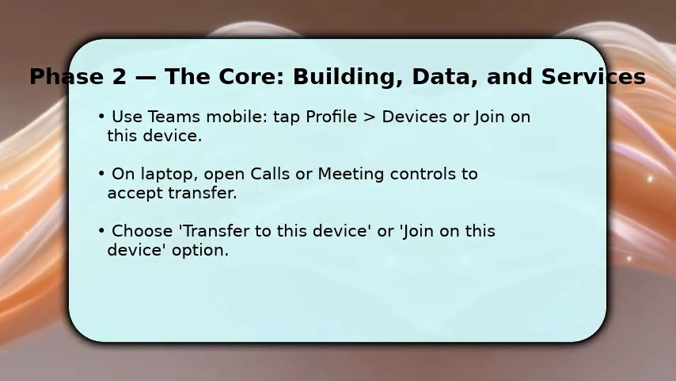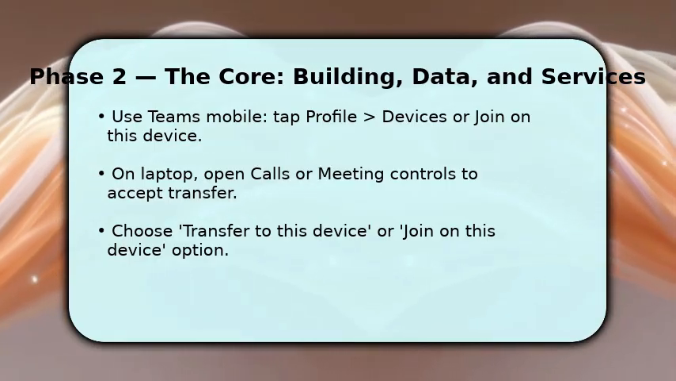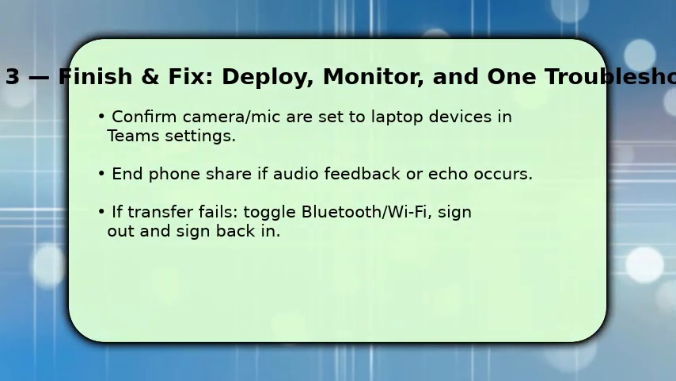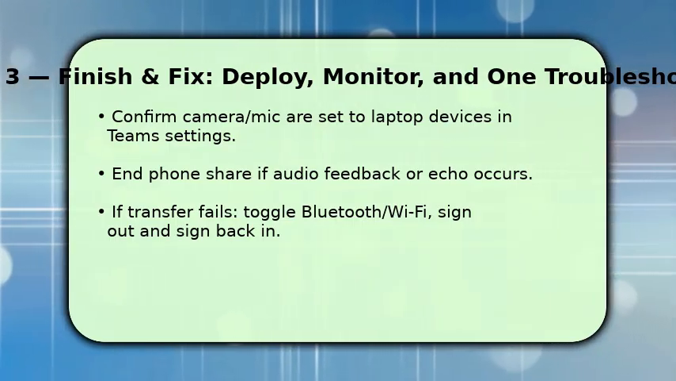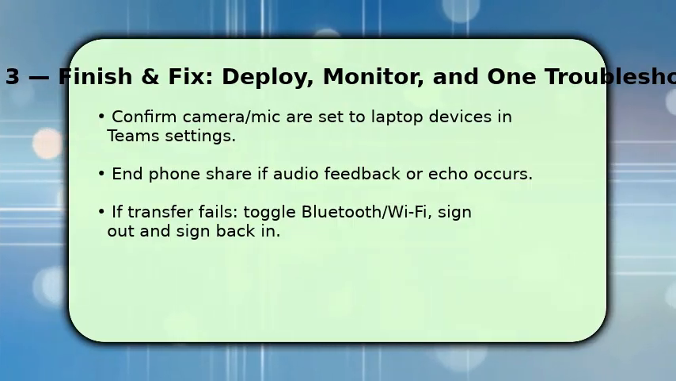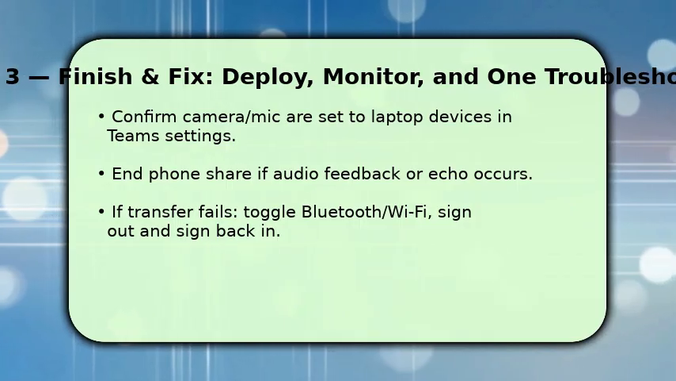Make sure camera and microphone selections are correct on the laptop, because Teams won't switch hardware automatically without confirmation. Finish by verifying laptop audio and video are active. Open device settings in Teams to pick the laptop microphone and camera, and mute the phone to prevent echo. If you're in a meeting, stop screen sharing on the phone after the transfer completes.